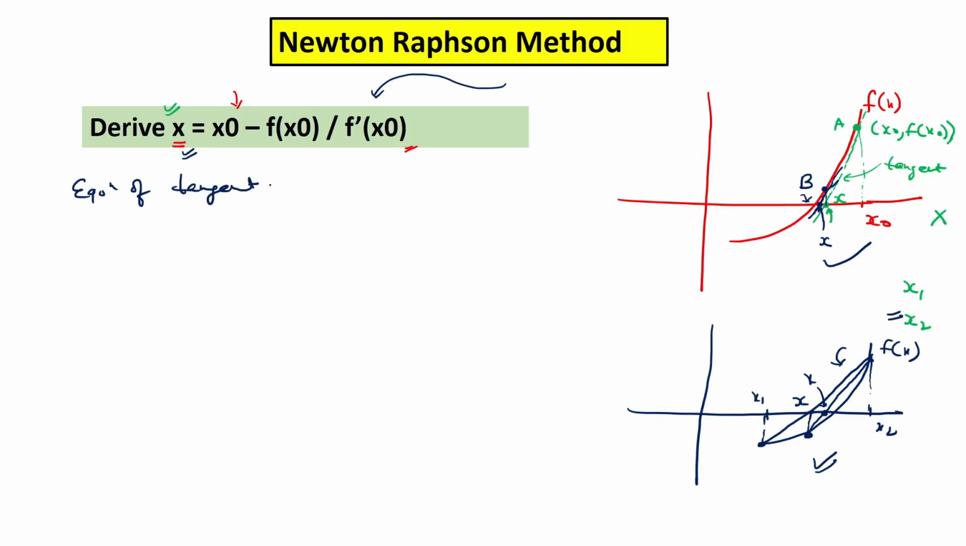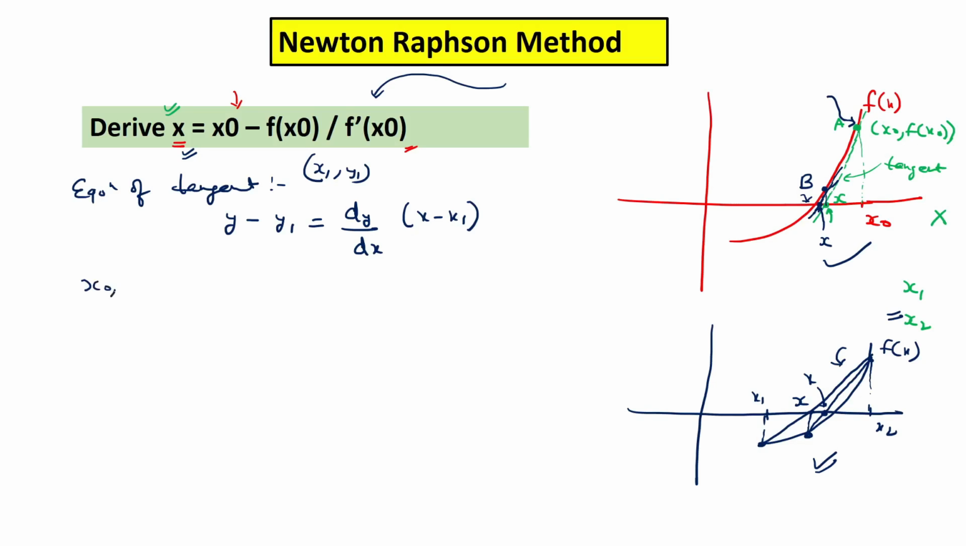So what is the general equation of the tangent? It is y minus y1 equal to dy upon dx, times x minus x1. This is the equation of the tangent at some point x1 comma y1. This is the general form, equation number 1. Now we have to find the equation of the tangent at this point. What is this point? x0 comma f of x0.